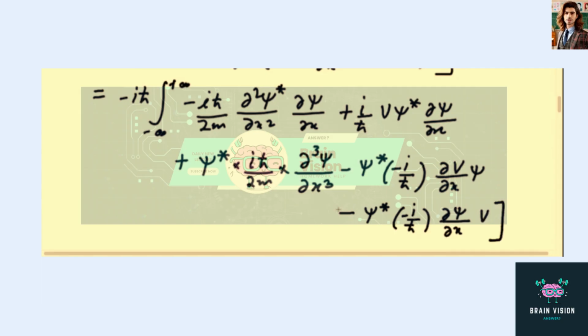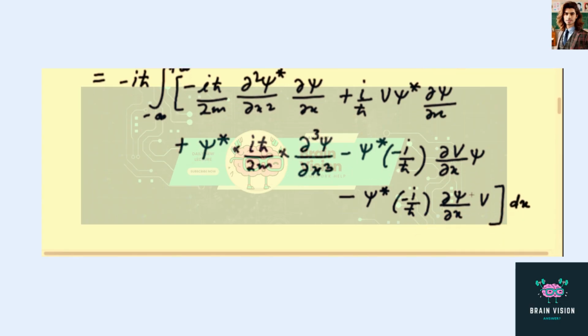Whole integration is dx. Now from here you can see this term, i by h bar V psi star del psi by del x, and here this value is, I think there is some sign error.